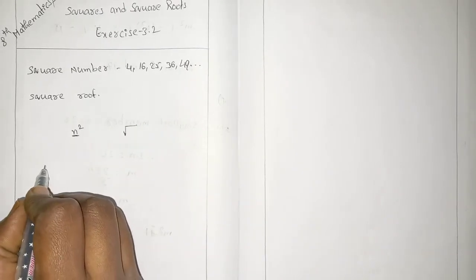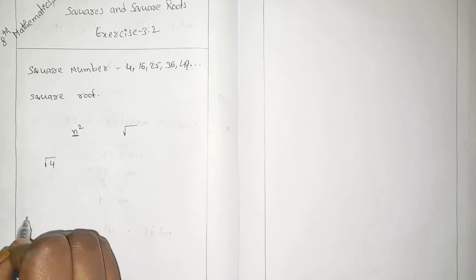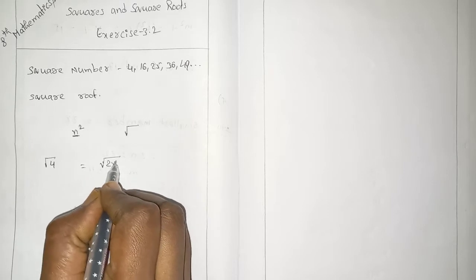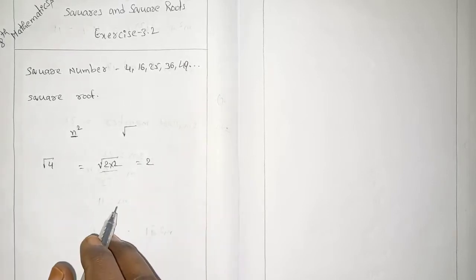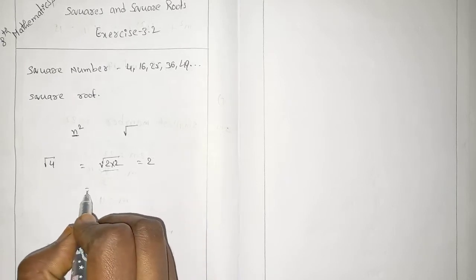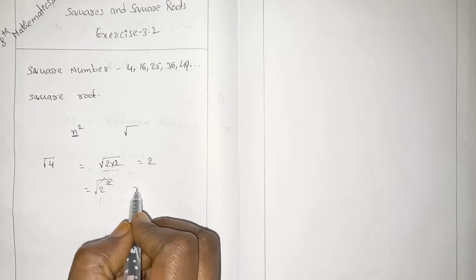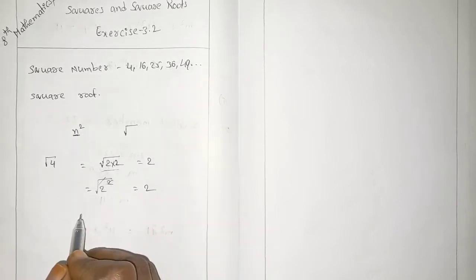If there is a question, find the square root of 4. Square root of 4 means what? 4 is 2 into 2. Out of the two 2's, you get only one 2. It means 2 square, and the square and square root get cancelled. The answer will be 2. You don't need to cancel also.